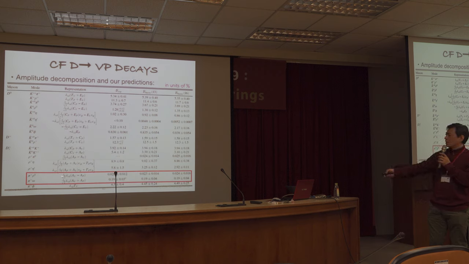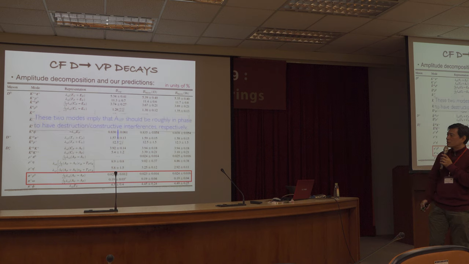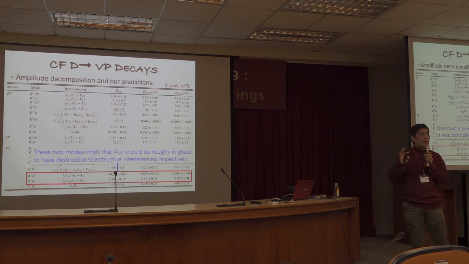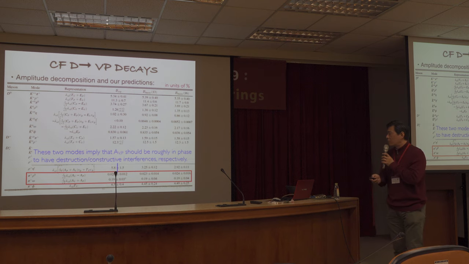And finally, for these two decay modes, you see they are similar, but they differ by a relative minus sign. And this one has a smaller branching ratio, this one is bigger. So this tells us that the A_V and A_P diagrams are roughly in the same direction. They're roughly the same phase.